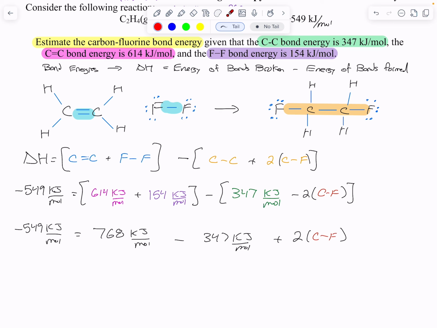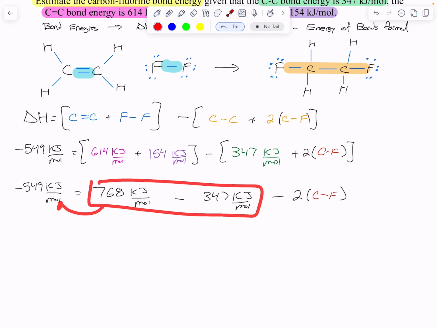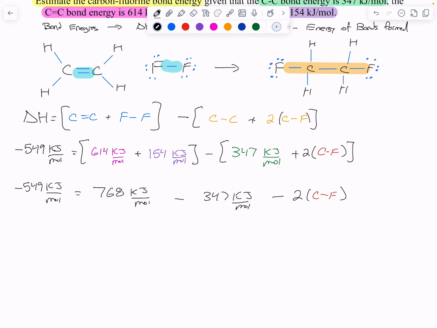Oh, but the problem is I messed up, didn't I? Hopefully you caught me. This should be a plus there. And so now this becomes a minus because it is distributed to both. All right. And so if I take both of these numbers, the 768, add them together and move them over, I get negative 970 kilojoules per mole equals negative 2 times C-F. And so that means I think the C-F bond would be 485.